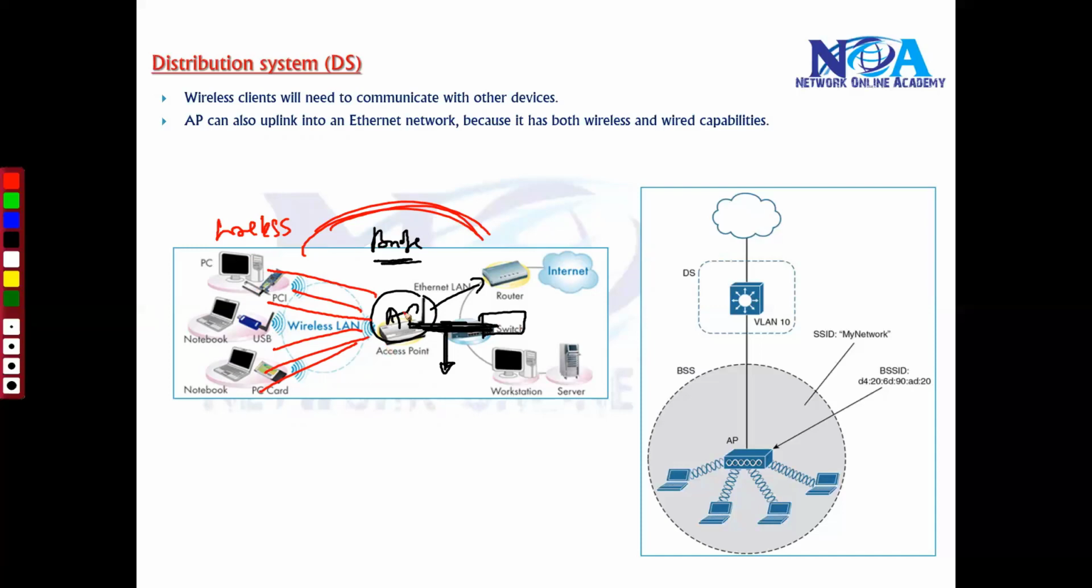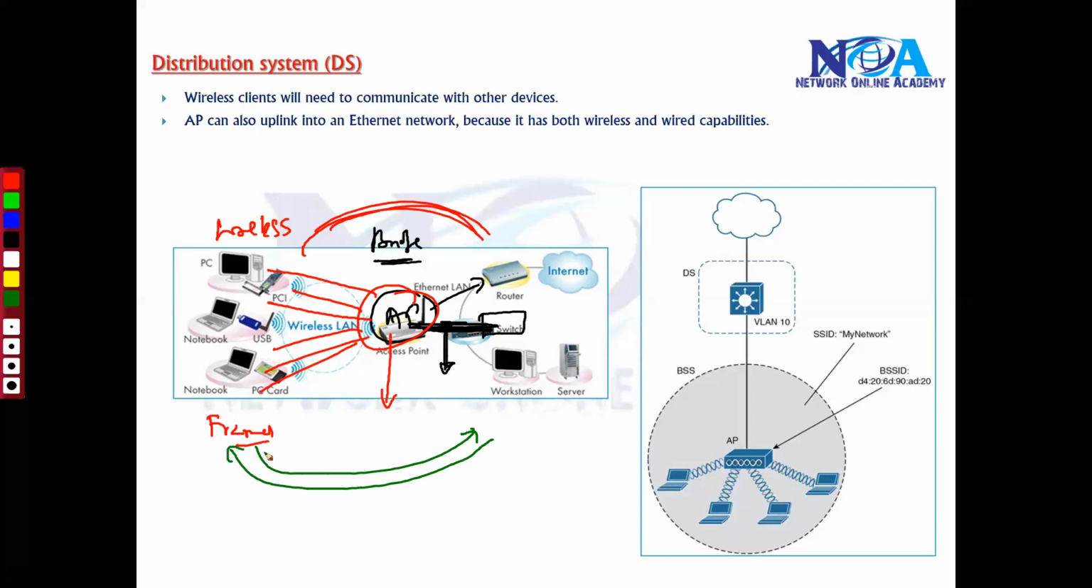So we can say the access point works more like a translation bridge, where the frames initiated from the wireless network can be sent to the wired network, and the frames initiated from the wired side go to the wireless side, so both sides.